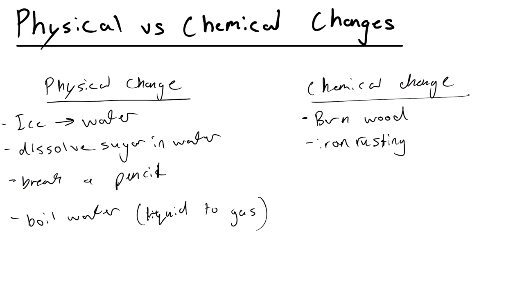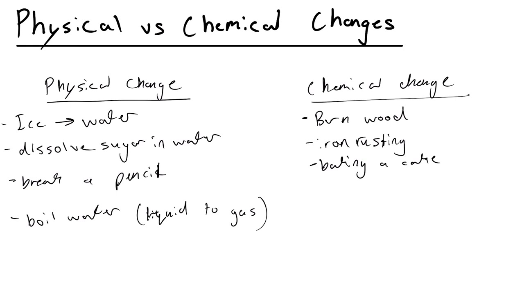Another example could be baking a cake. Unlike the pencil example from earlier, baking a cake, you take a bunch of things, you put them together, and you make something new. And the last example could be vinegar and baking soda reactions. I'm not going to write that down, but that would be a chemical change because it produces carbon dioxide.